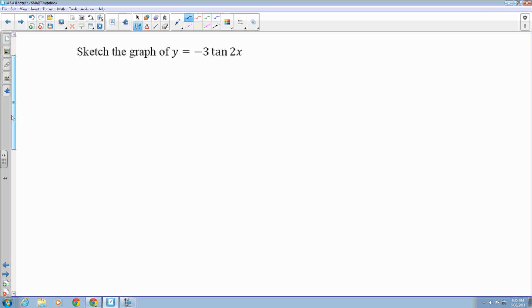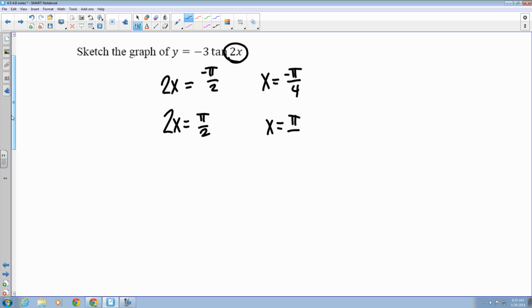Okay, let's do another one. This time we have negative 3 tangent of 2x. That negative is going to throw us off later, but let's just start with finding our first and second asymptotes so we can get one cycle. So we take whatever is after the tangent function, in this case 2x, and set it equal to negative pi over 2 and positive pi over 2. So our cycle is going to be from negative pi over 4 to positive pi over 4.